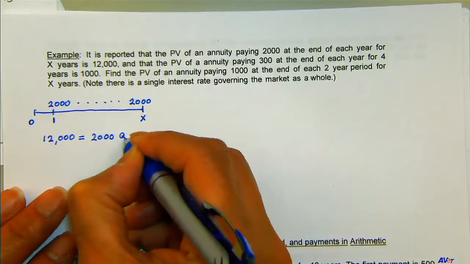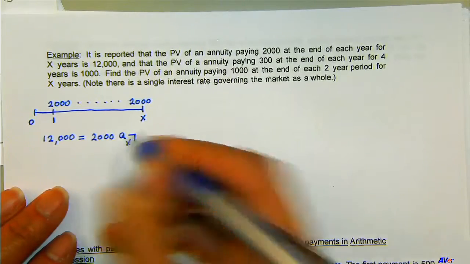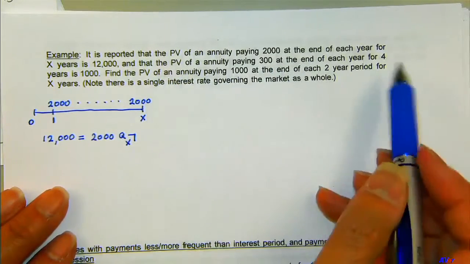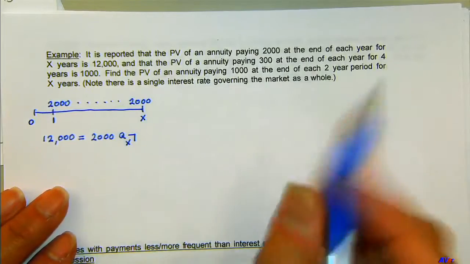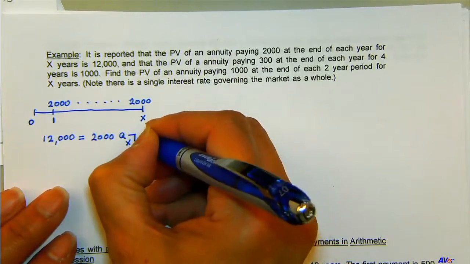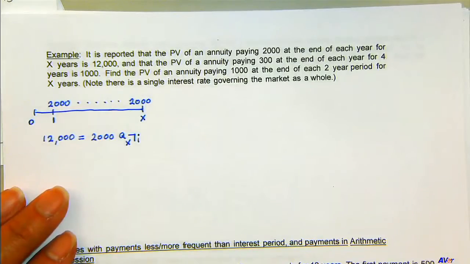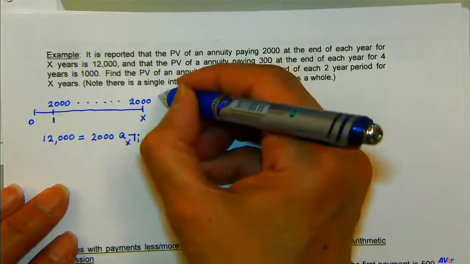2,000 A angle X. Did they talk about an interest rate? They're saying it's a single interest rate and we don't know what it is. So A angle XI. That's the first equation. Then what?